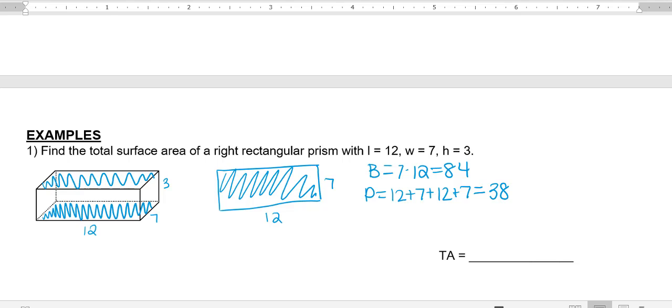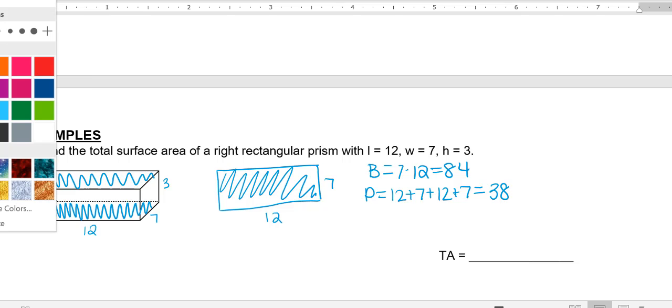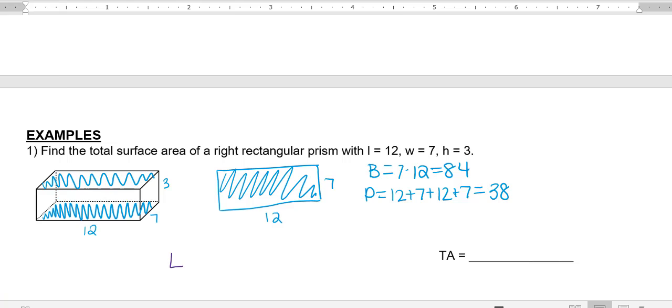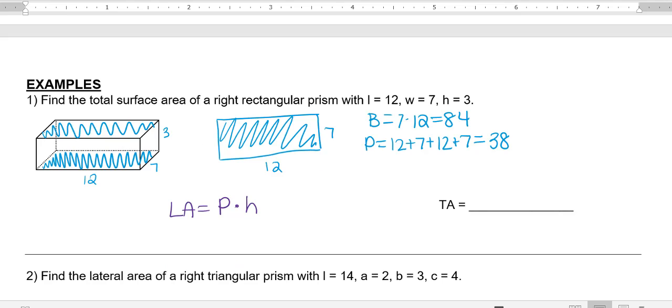Okay, so now let's apply our formulas. We have our LA to start, which is my perimeter times my height. My perimeter, which we found before, is 38. That's my perimeter of the base. And then the H. The H doesn't talk about the height of the base. It talks about the height of the prism. So the height is literally the other number that we haven't used yet. That height is our lateral edge going from base to base. So that height will be 3.